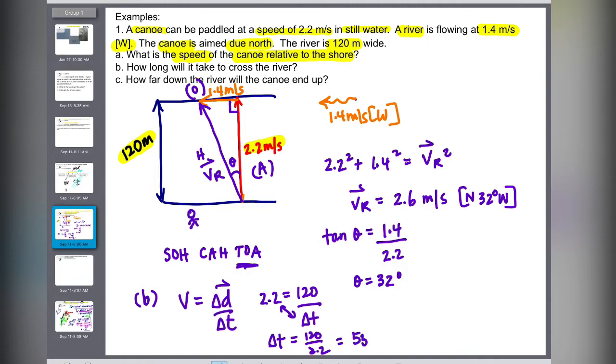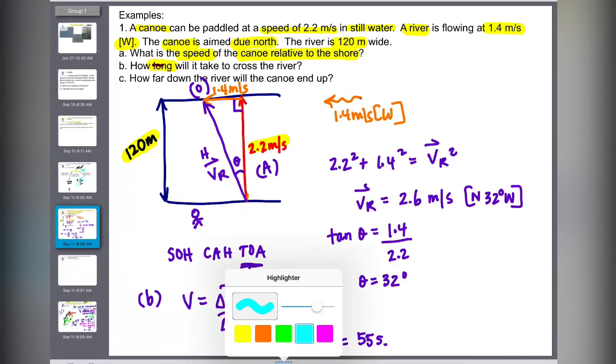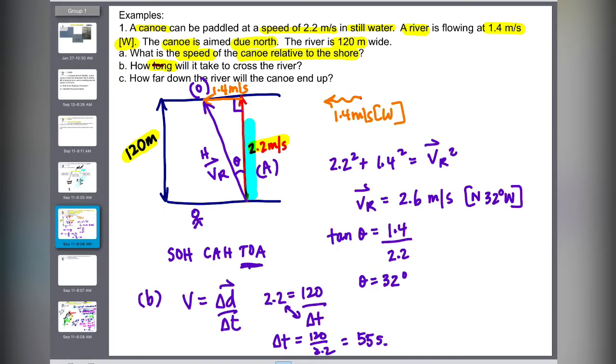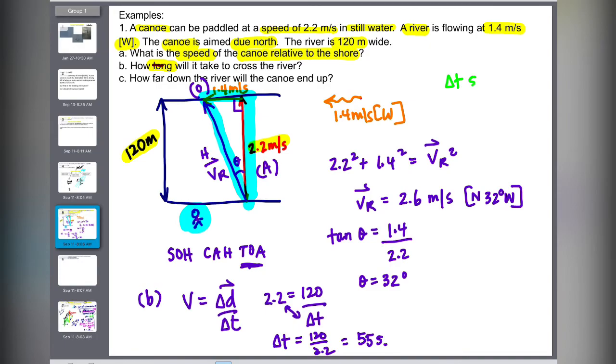And the time it worked out to be is 55 seconds. Okay, so when they ask how long it takes, we're looking for the time. Oh, we did the time. And I need you to keep in mind that the time it takes to go across the river is the same time that it takes for you to go over by the river. And that means if Billy is looking at you, that's also the amount of time he looks at this. So keep in mind for all three sides, your time is the same. Okay, so you might want to make a little note in here. The time is the same for all three sides.